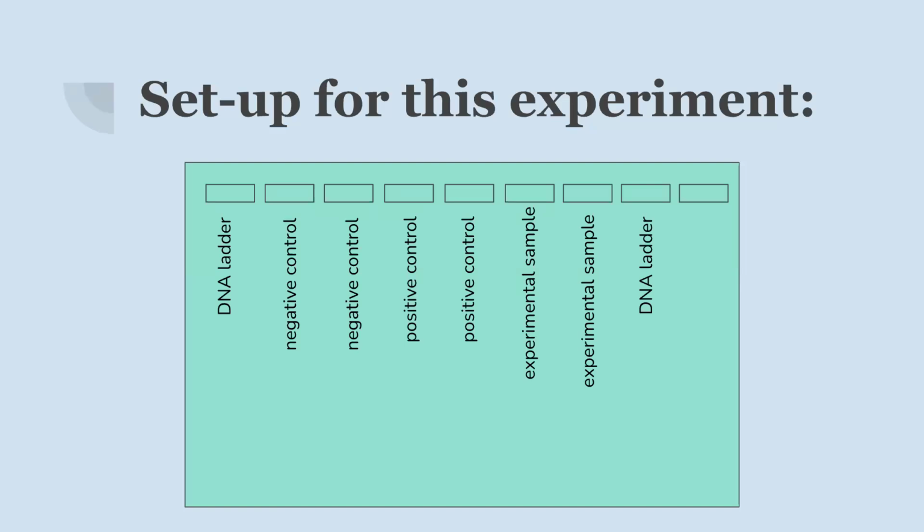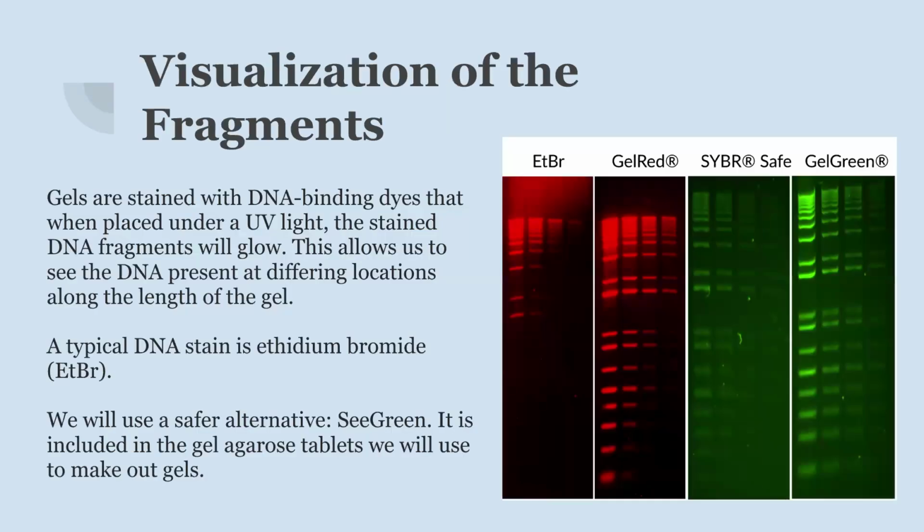And you've got your DNA ladder on both ends so you can see that, right, as a basis of comparison. So, visualizing the fragments, okay? Gels are stained with DNA binding dyes that glow when placed under UV light. This allows us to look at the DNA present at differing locations along the length of a gel. A typical DNA stain is something called ethidium bromide.